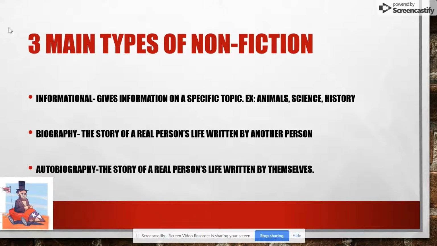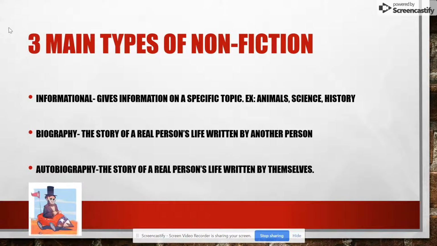The last one is autobiography. You probably noticed that it has that word biography still in there, but it has the root word auto in front of it. And auto means self. So an autobiography is the story of a real person's life written by themselves.